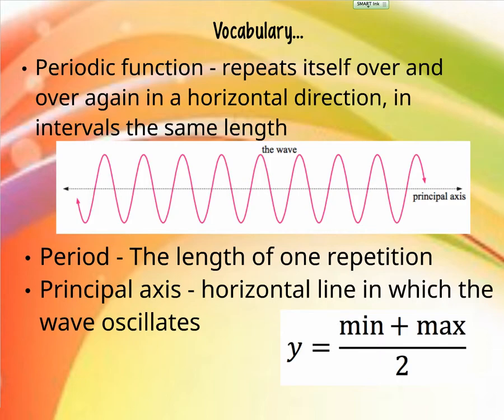And you'll have a principal axis when we talk about sine, cosine, and tangent. Well, you will for tangent, but tangent will be a little bit different than the minimum and maximum. But for sine and cosine, you can get the minimum and maximum and add those up.